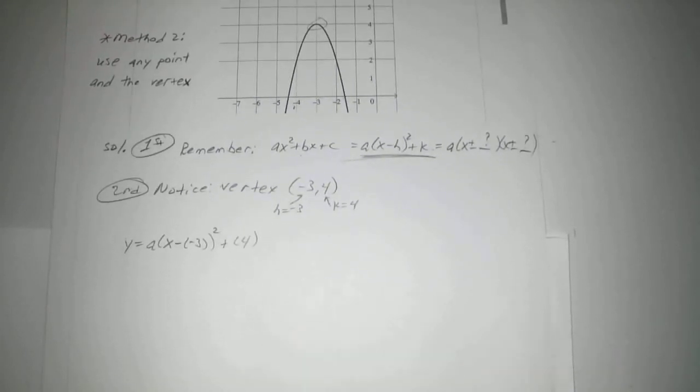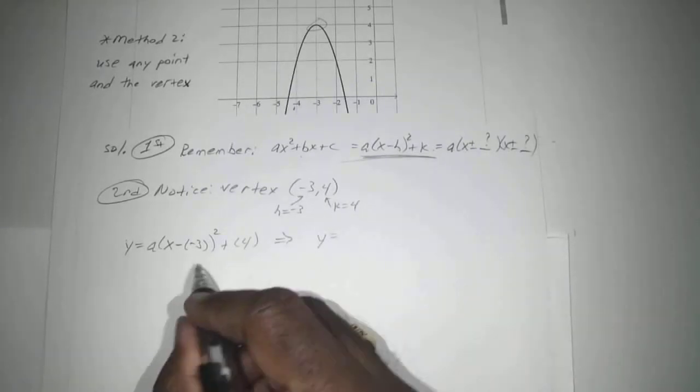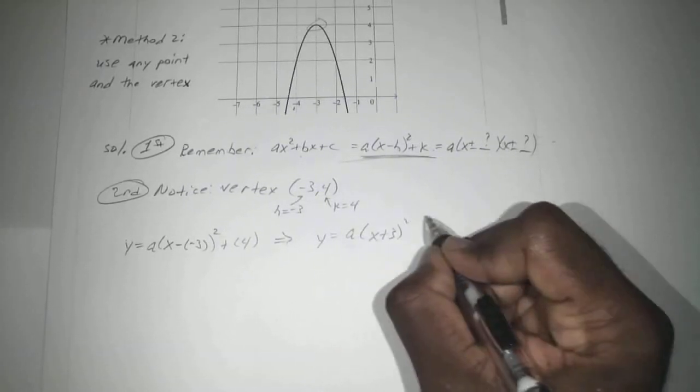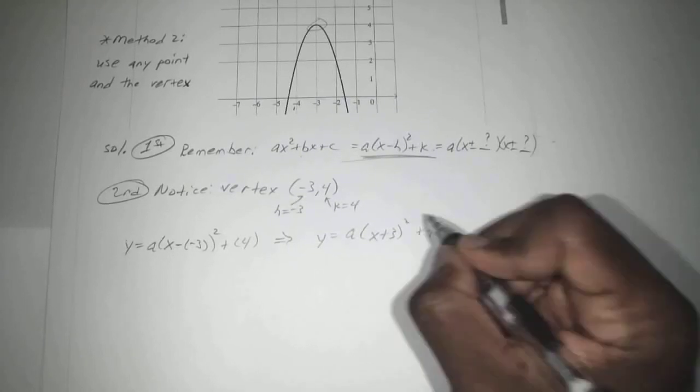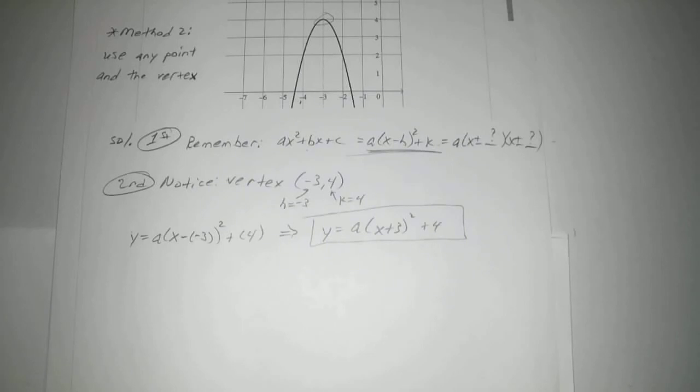It's not a 3 for the h because the formula is x minus h. Yeah, but you write -3, just to avoid skipping steps. So that means we have y equals a times (x + 3) squared plus 4. So we have a good chunk of it already.